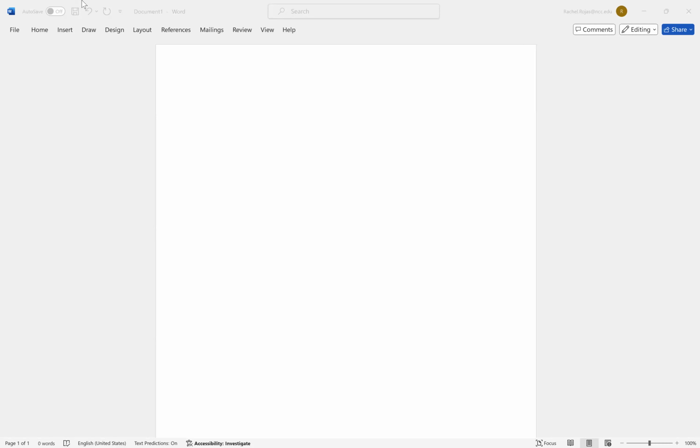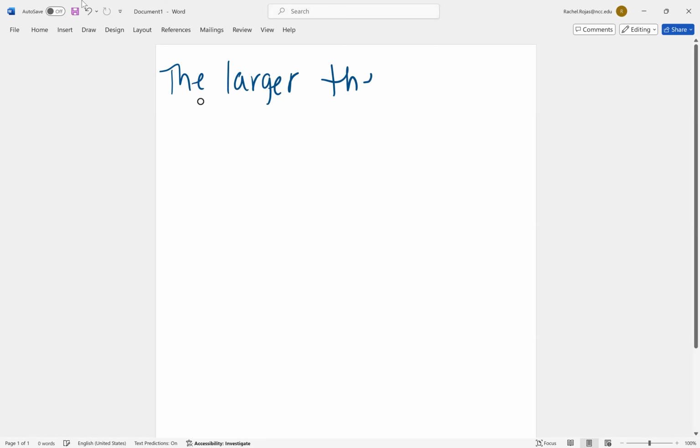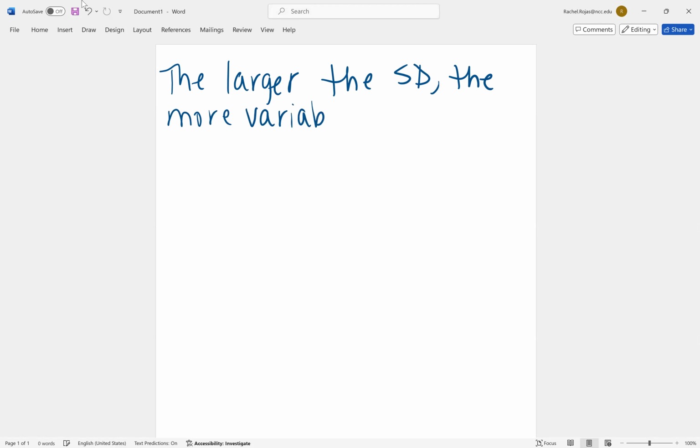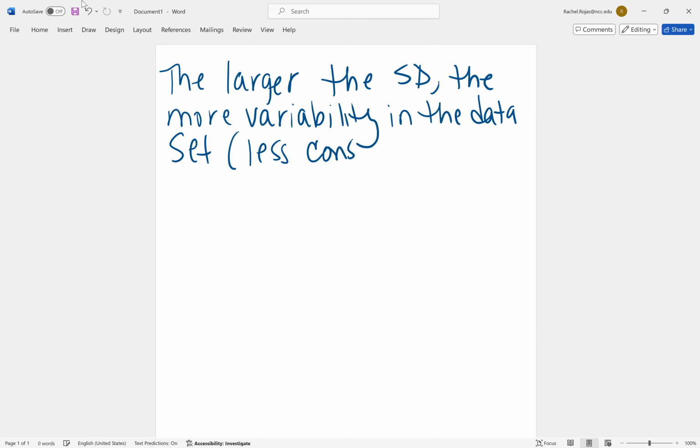So let me write this down. So the larger the standard deviation, the more variability in the data set, which means less consistency, right? Because if there's more variability, there's less consistency. The set's not as consistent because there's more spread.